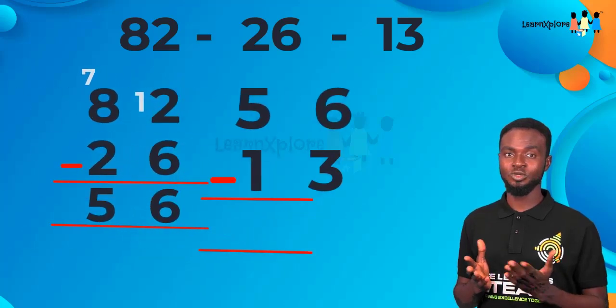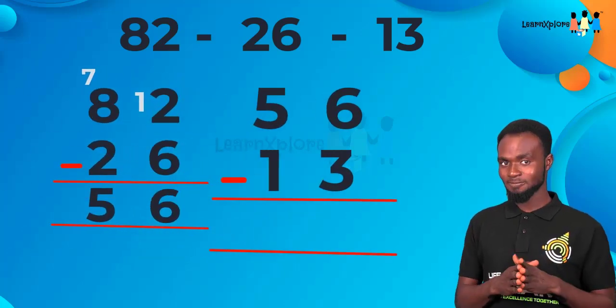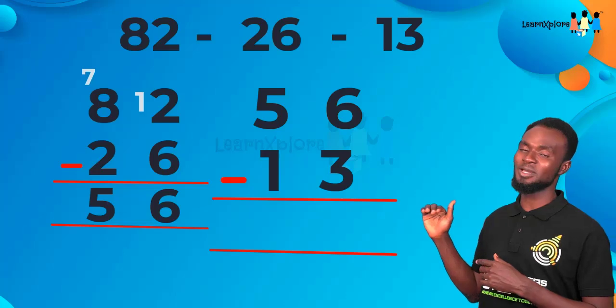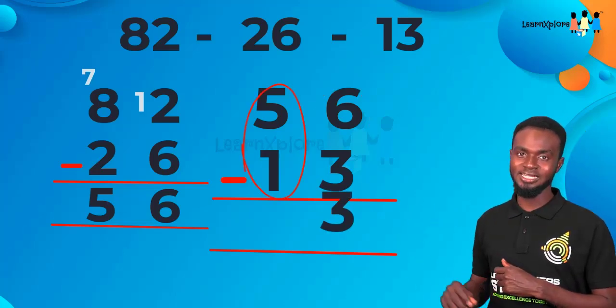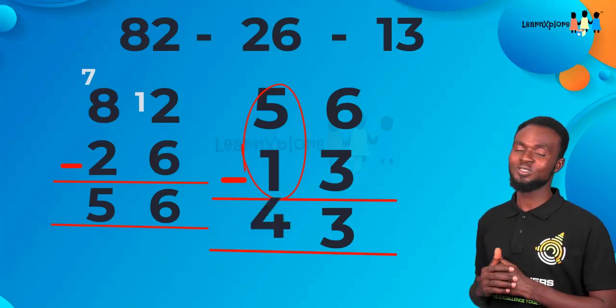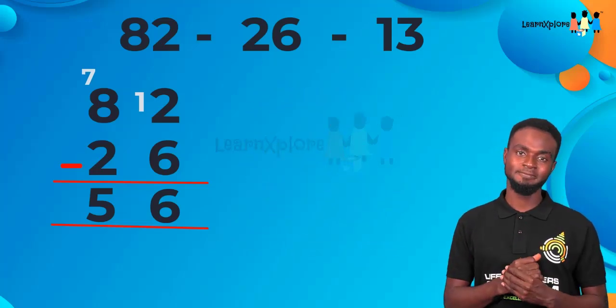What next? Remove 13 from 56. Now we have 56 minus 13. Now 6 minus 3 is 3, and then 5 minus 1 will give us 4. So the answer is 43.